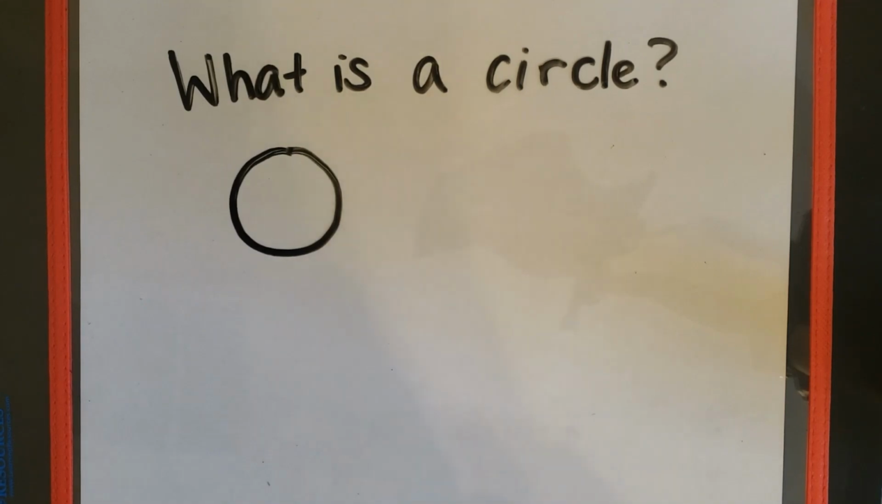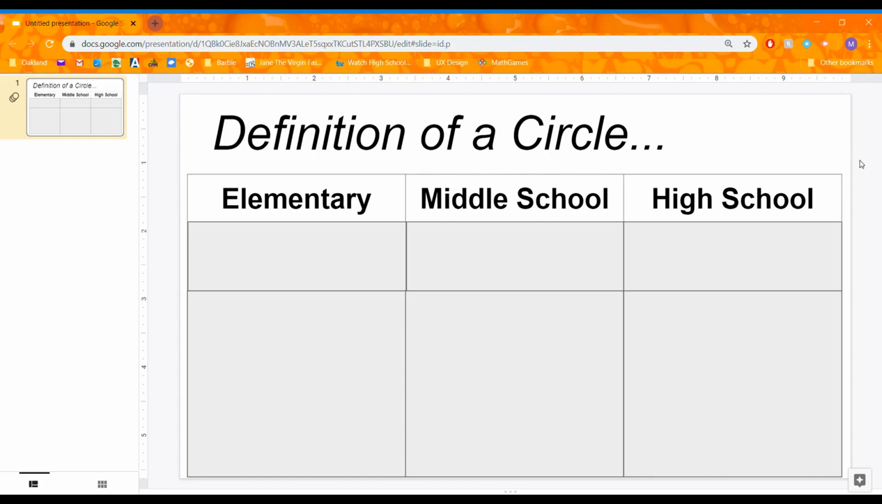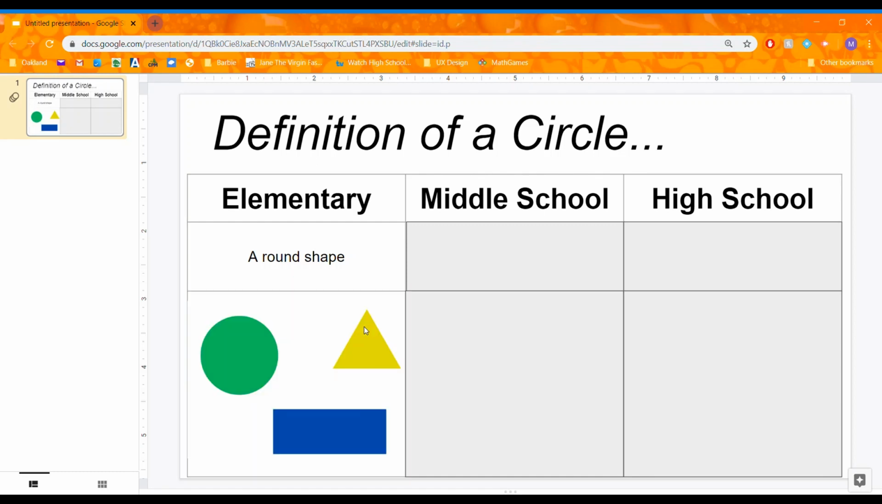I want you to take some time now to pause the video and come up with your own definition. It turns out your definition of a circle changes over time. For example, when you were in elementary school, you probably thought of a circle as a round shape. This definition helped you differentiate a circle from other angular shapes like a triangle or rectangle.